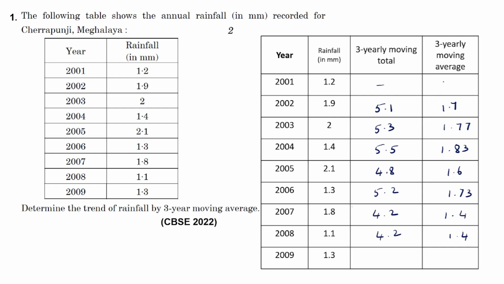So we don't have the 3 yearly moving total or moving average for the first and the last year. So these are the trend values for these years from 2002 to 2008 using 3 yearly moving average. So here finding the 3 yearly moving total carries 1 mark, and finding the 3 yearly moving average carries 1 mark. A total of 2 marks for this question.